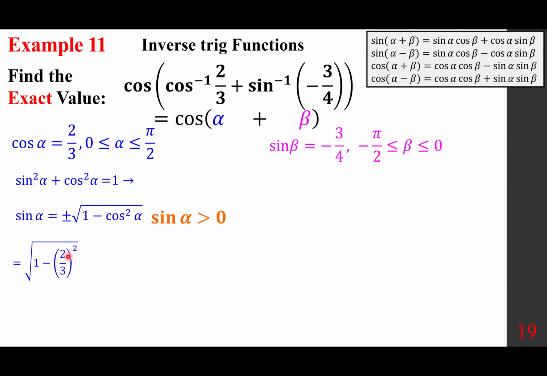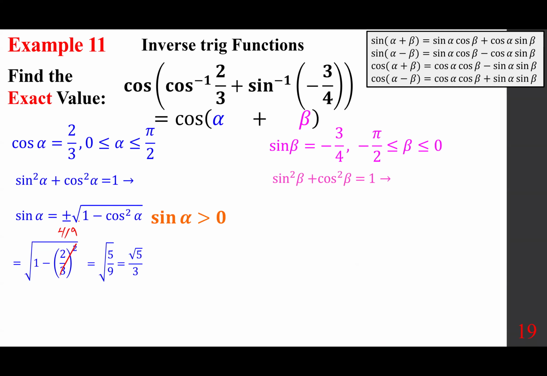So sine of alpha is positive, okay? And so 1 minus 2/3 quantity squared. This is 4/9. 1 minus that is 5/9. The square root of 5 comes out, and the square root of 9 comes out as 3. So it's square root of 5 over 3.